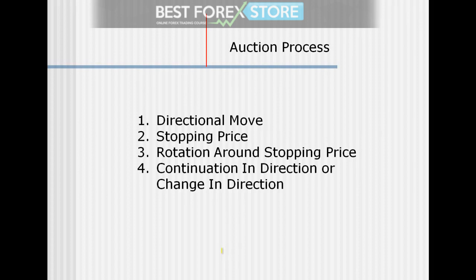The auction process is really a four-step process, four basic steps. The first step, the market does a directional move. The second step, after this directional move, the market arrives at a stopping price. So the market continues to move in a direction, and let's say the market is moving higher. Basically, what the market is looking for as it continues to move higher is sellers. Now, what happens when the market begins to find sellers? Well, it determines that it has arrived at a stopping price.